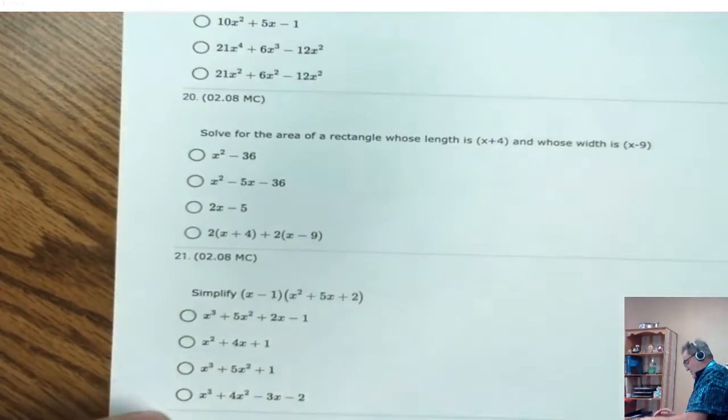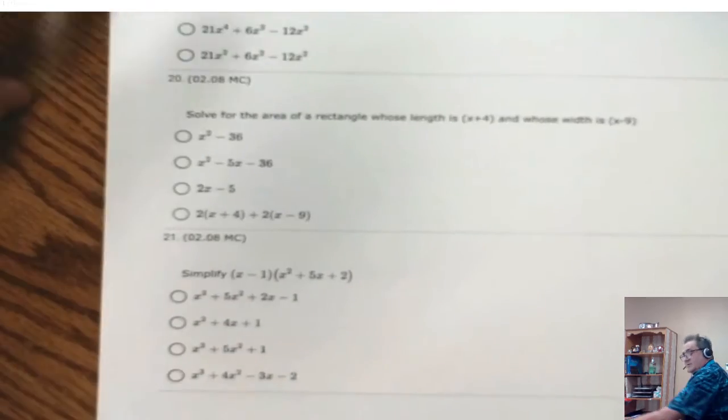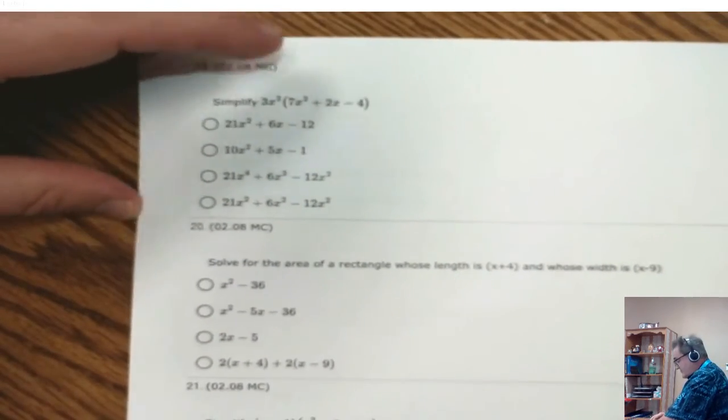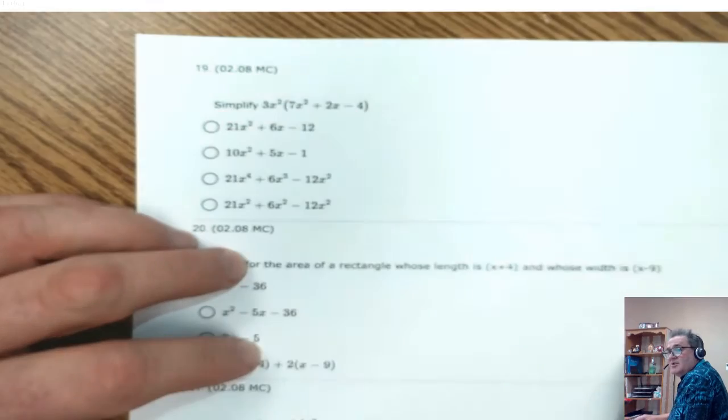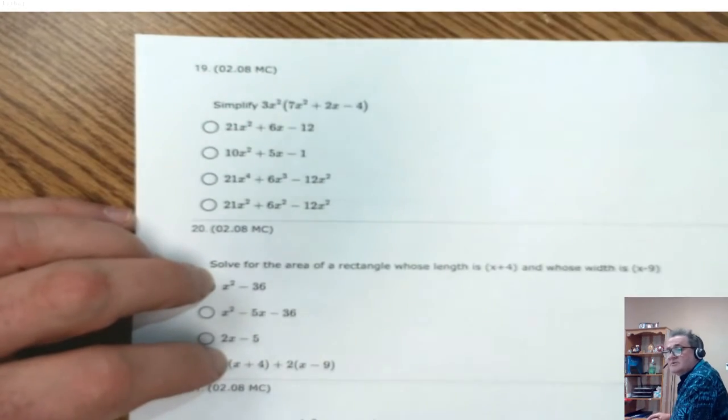All right, how are we doing here? We got 2 more pages. That's it, 2 more pages. Simplify 3x squared times the polynomial in parentheses. All right, focus.